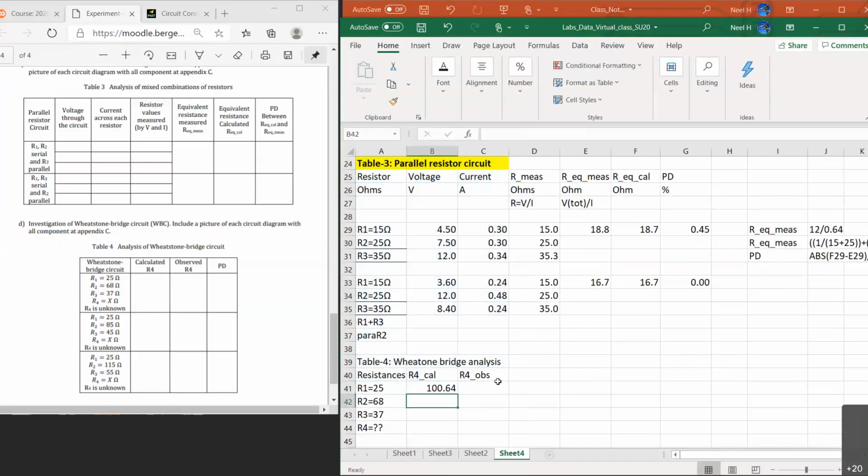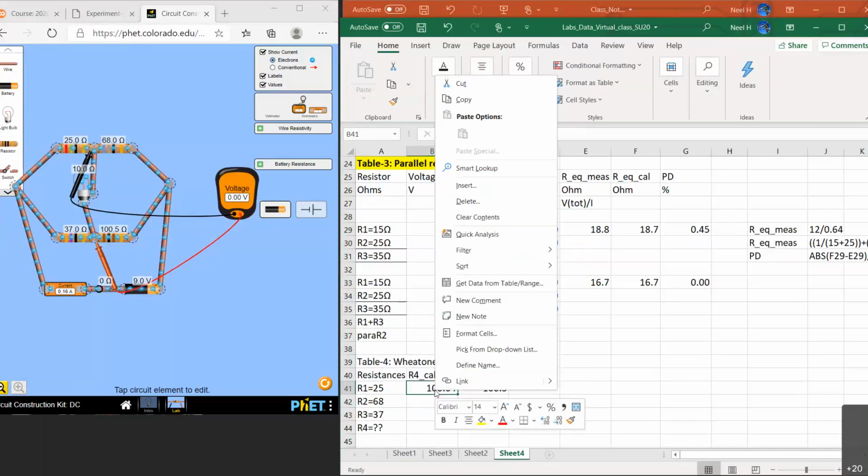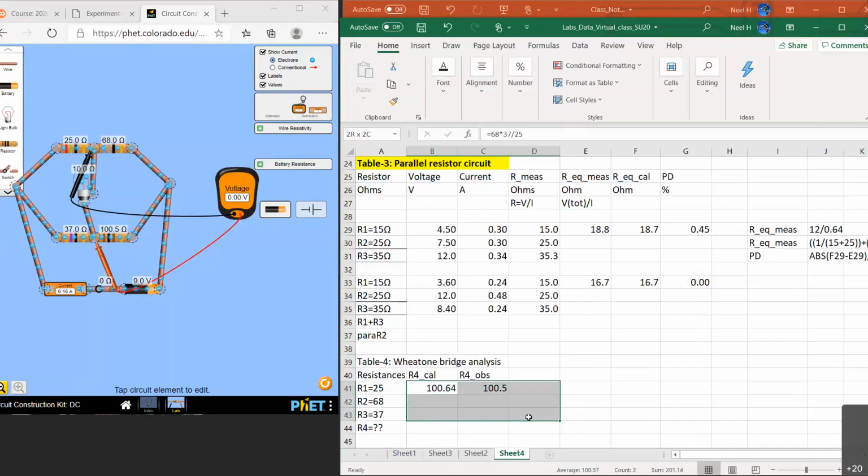So I'm getting 100.64. R4 observed is actually, what's the number you get on your circuit whenever the voltage is 0? The number is 100.5, right? So let's do that, 100.5, and then the observed value is up to 4 significant figures, which means there's no meaning in having more significant figures on your calculated value. Change that. So everything into 3 sig figs, okay?